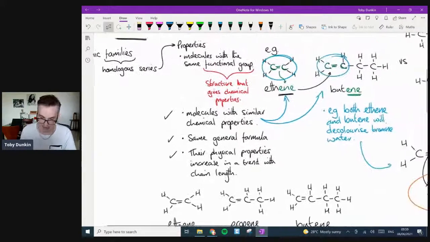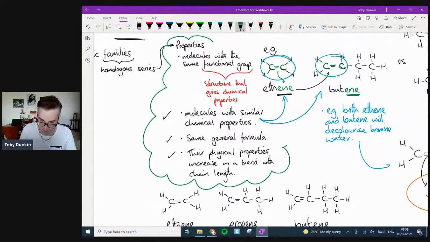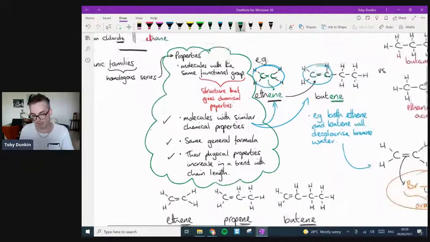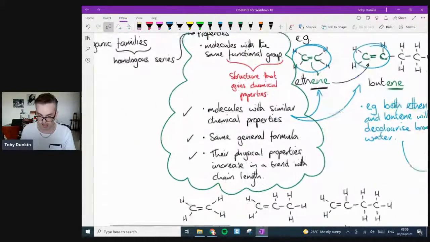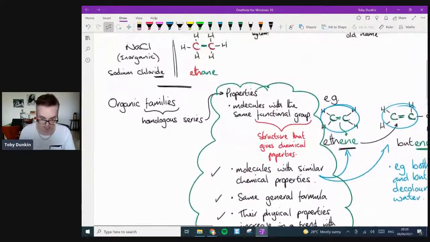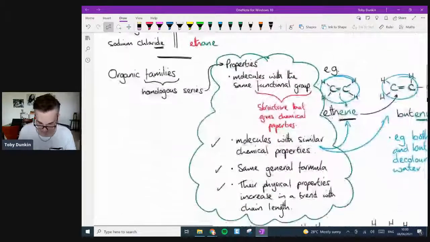Can I just point out, guys, I really need you to learn this. This is a really important set of things, these properties of the homologous series. Please learn that little group there. It's really important. They do love to ask at a GCSE. Okay, I've got 20 minutes. Let's introduce you to your families, folks.